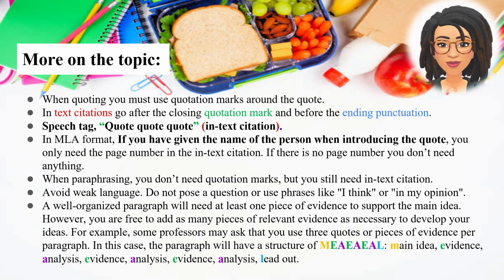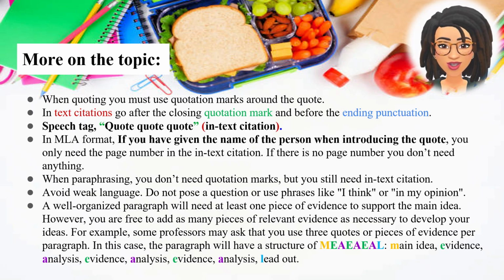Finally, a well-organized paragraph will need at least one piece of evidence to support the main idea. But you are free to add as many pieces of relevant evidence as necessary to develop your ideas. For example, some professors might ask that you use 3 quotes or pieces of evidence per paragraph, and in that case, remember the golden rule, you cannot E, give evidence, and not A, analyze. These two are married. They must go together. So for every piece of evidence you give in a paragraph, you must give your own analysis and interpretation.